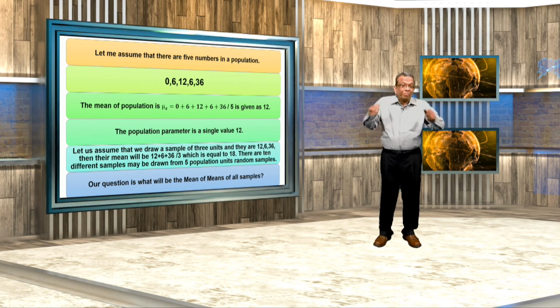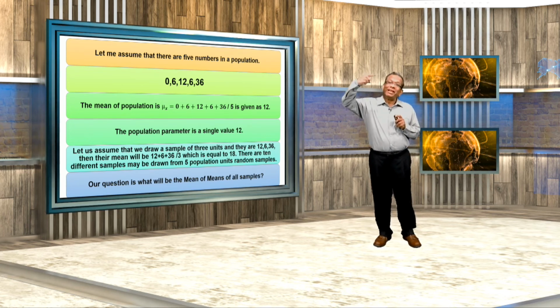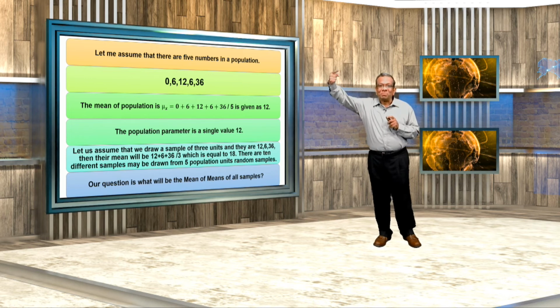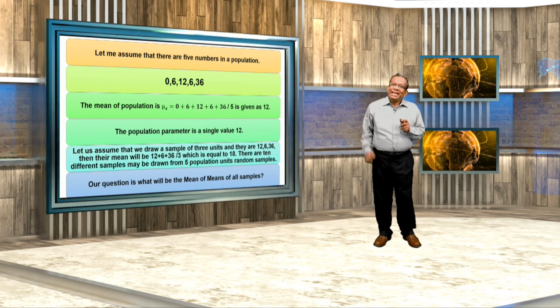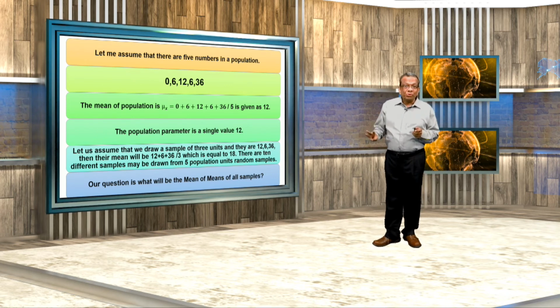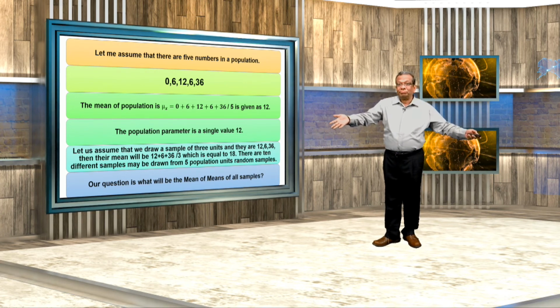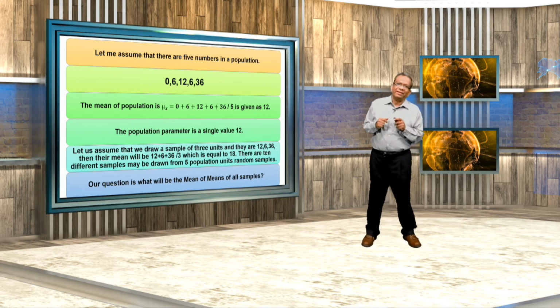Now you know the population. Now you want to take a sample and try to find whether this sample will be able to give us information about the population parameter or not. Let us assume that we draw a sample of 3 units. Let us assume we have drawn 3 from the 5 randomly: 12, 6, 36. Then their mean will be 12 plus 6 plus 36 divided by 3, which is equal to 18.